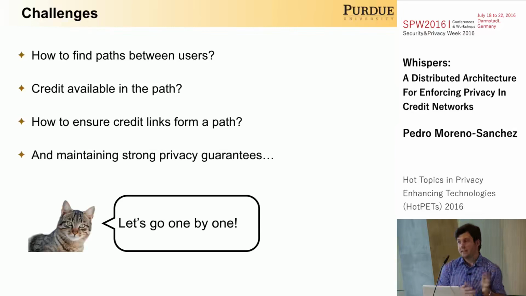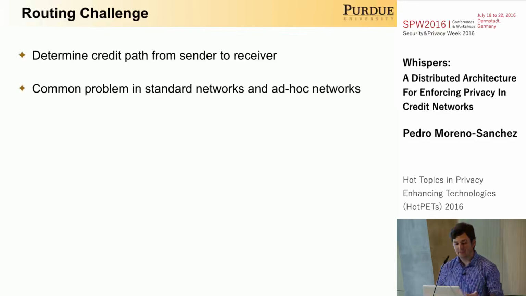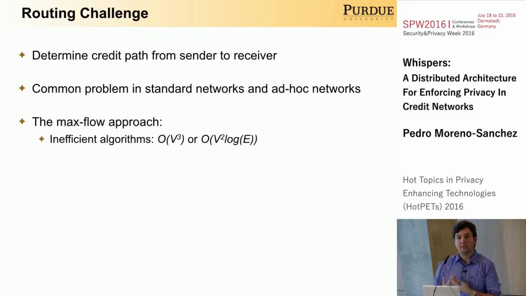Okay, so as Chloe suggests, let's go one by one over these challenges and see how we propose to solve them. The first one is the routing challenge. The idea here is how can we determine a credit path from the sender to the receiver? One thing to notice is that this is not a problem only in credit networks, but a common problem in many other types of networks, like standard networks, ad hoc networks, or you name it. Existing systems are using what is called the max flow approach. However, we have only inefficient algorithms that solve this issue. They go to cubic in the number of nodes, or to quadratic in the number of nodes with a logarithmic factor in the number of links.